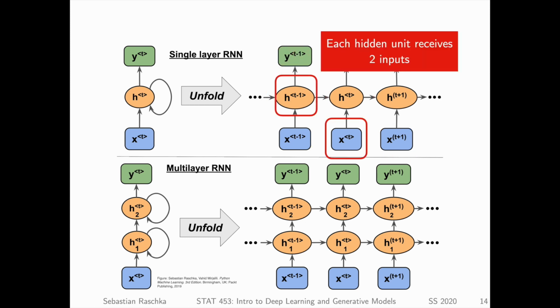But let me not clutter up this slide too much, because all I wanted to say is that the core concept behind RNNs is that for each hidden unit here, the RNN receives 2 inputs. And using this basic concept, let's now see how we can adjust backpropagation to work with such a time dependency.